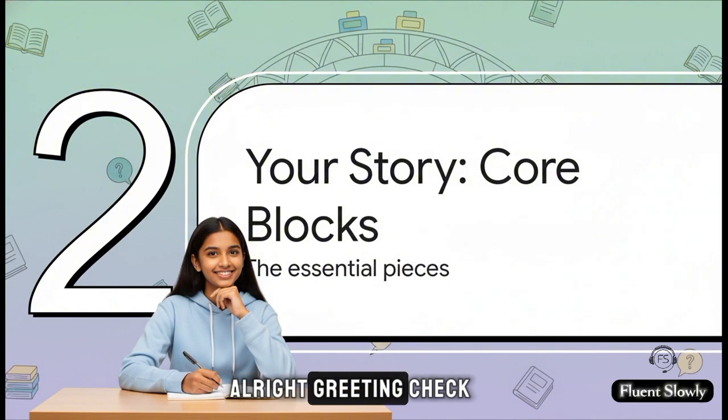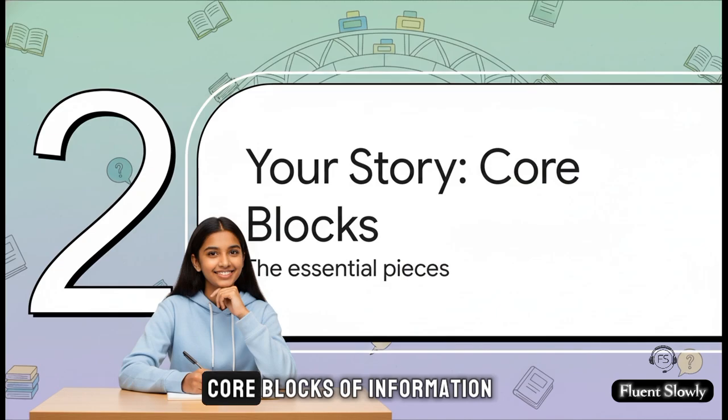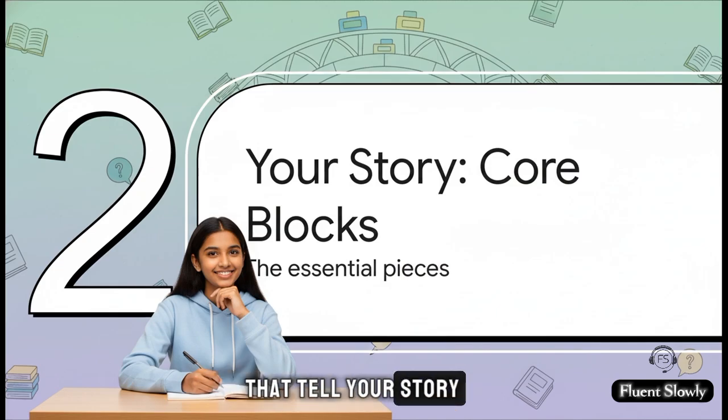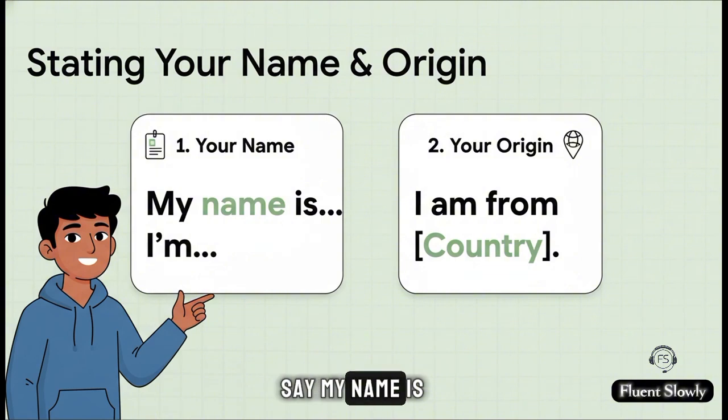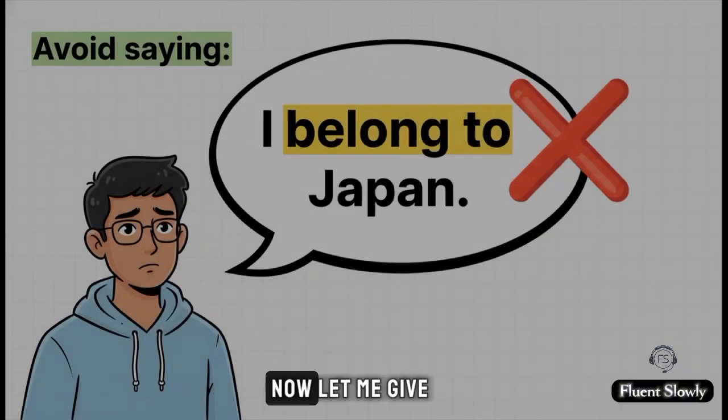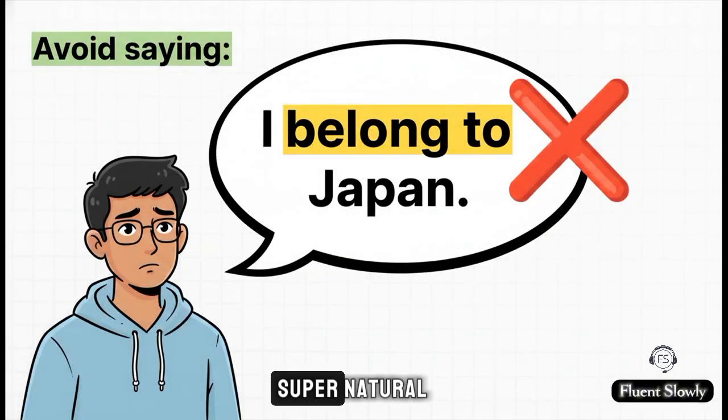All right, greeting, check. Now we need the main structure of our bridge. Let's think of it as a few essential, core blocks of information that tell your story. First block, the easy stuff. Your name. You can say, my name is, or even more naturally, just, I'm. Then, where you're from. I am from Spain is perfect. Or you could add a little more detail, like, I was born in a small town, but now I live in the city.